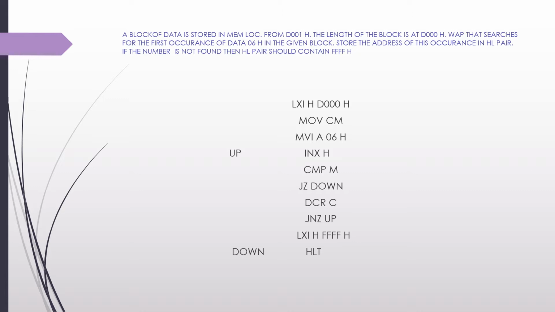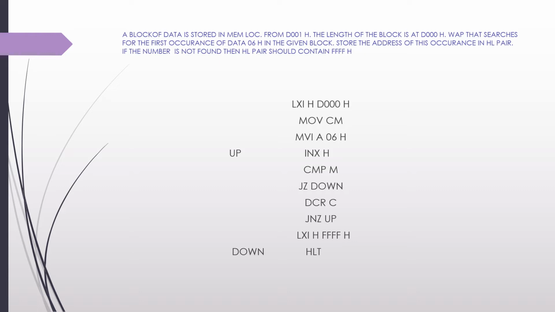Point to the first memory location D1000, take the data to C register and let the accumulator contain 06H. After that, you go to the next memory location, which is D1001, the starting address of the data, and then that memory data is compared with the accumulator. If both the data are the same, then the zero flag is set and you are going to end the program. When you end the program, HL pair already has the address of that location.